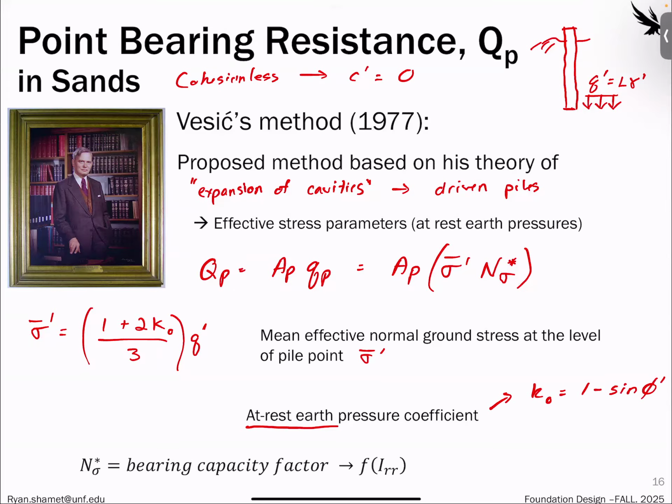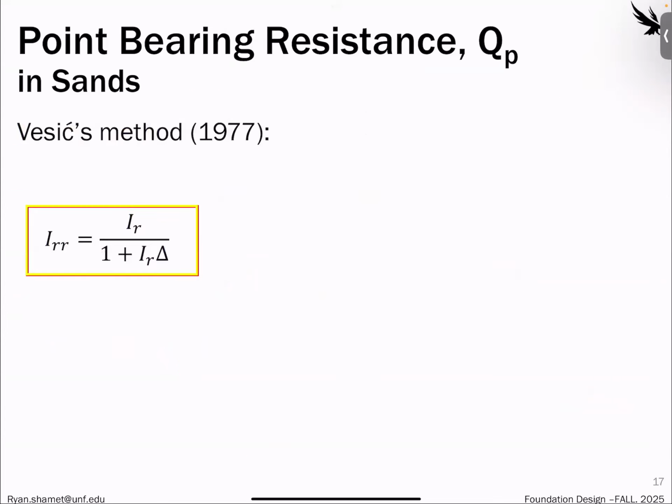Now, the other thing we have is this bearing capacity factor, and this is where the expansion of cavities theory comes in. So this is a function of this really lovely term that we're going to try to simplify, called a rigidity index, or IRR. Now, in Vesic's method, this reduced rigidity index follows this form, which, if you're going to reduce something, you have to first know what the initial thing is. So the initial rigidity index is a function of the Young's modulus and the Poisson's ratio, the friction angle, and then again, that effective stress right here.